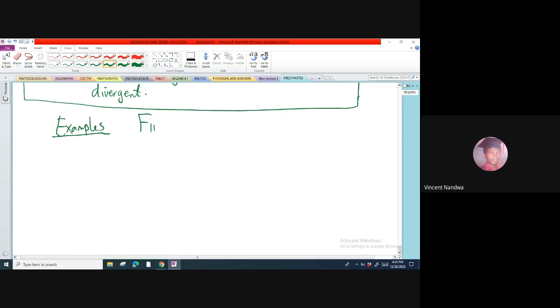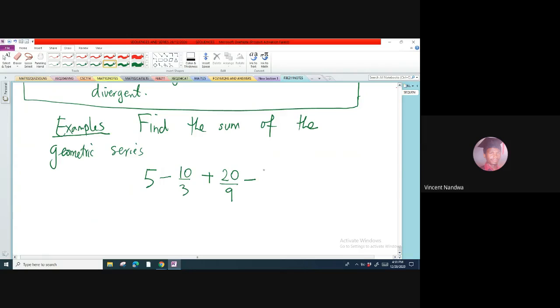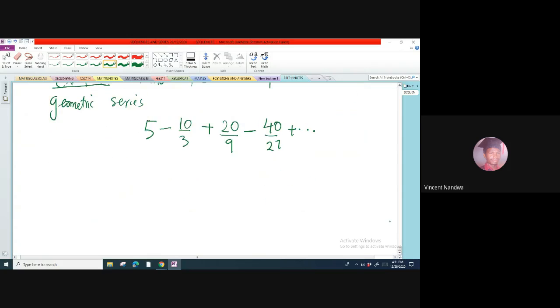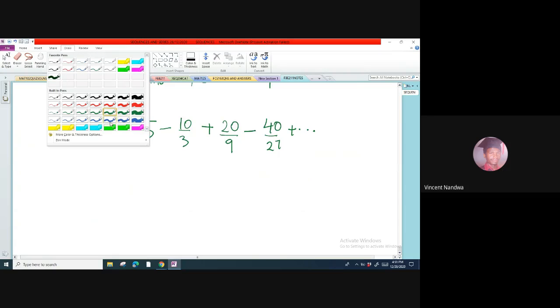Find the sum of the geometric series 5 minus 10 over 3 plus 20 over 9 minus 40 over 27 plus other several terms. So the thing is just to know what r is and what a is. Then you put them into the formula.